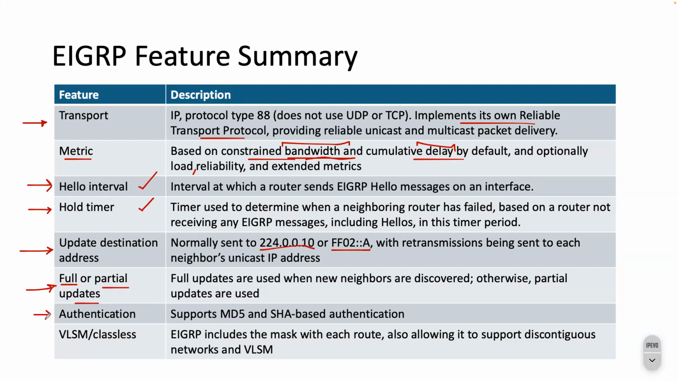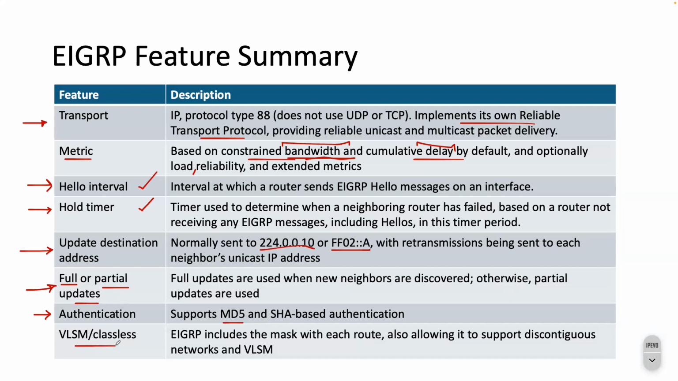It supports authentication. We can configure authentication so as to avoid any malicious or rogue router forming a neighborship with our own infrastructure devices. There are two types of authentication that it supports: MD5 and SHA-based or HMAC-based authentication.